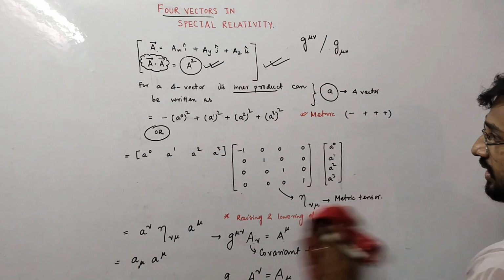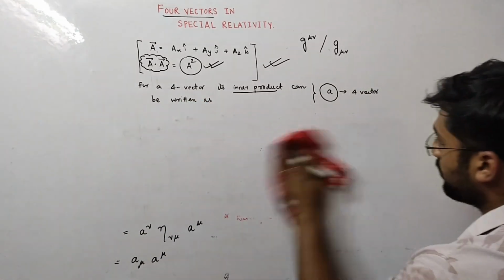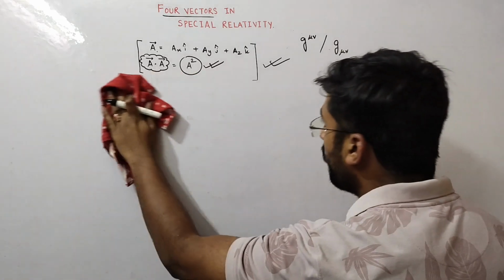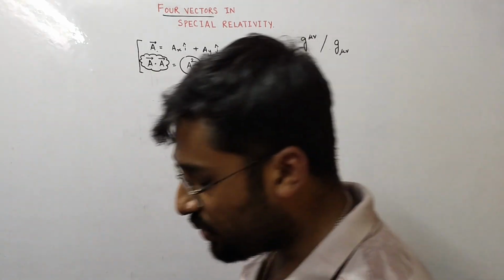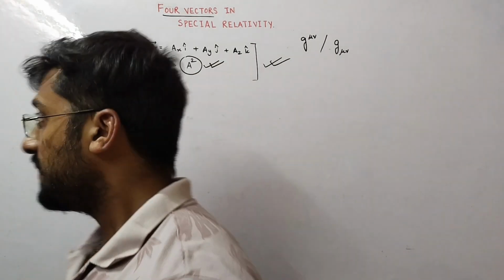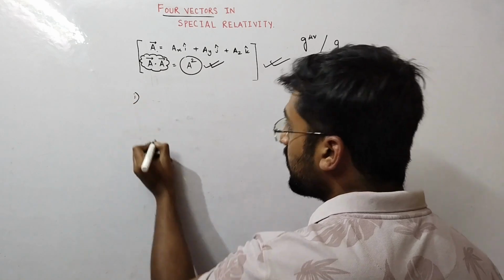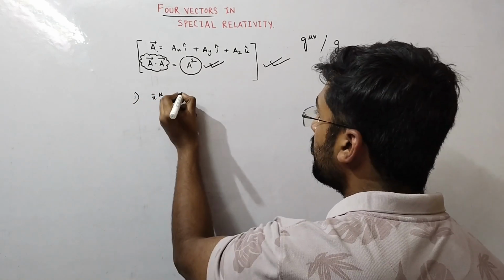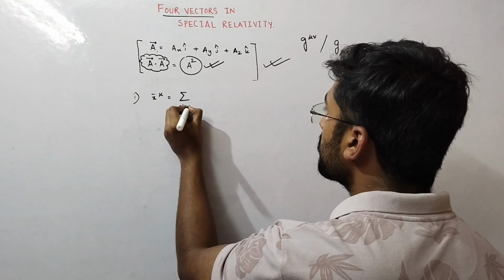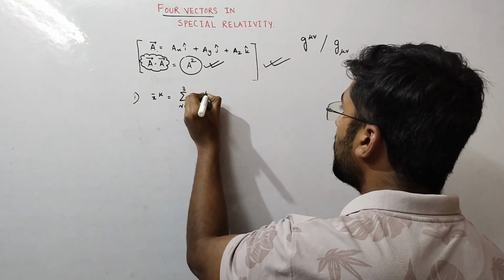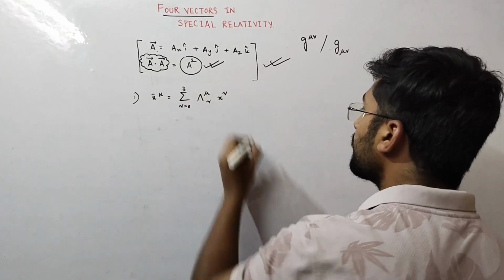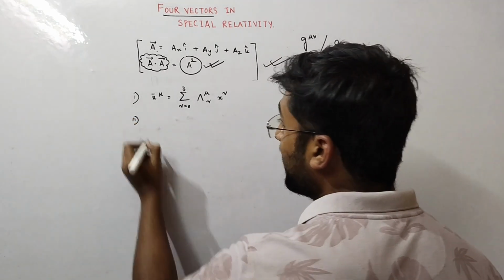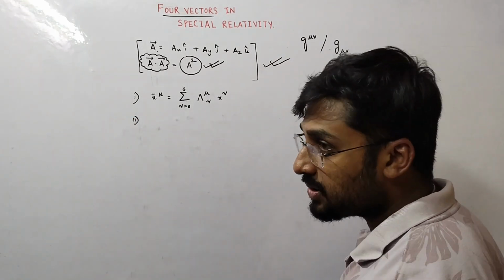Basically what you have learned today is, in order to call any quantity a 4-vector, it must obey 2 rules. The first rule is that it must obey a transformation equation, and the equation was x bar mu equals the summation, nu goes from 0 to 3, lambda mu nu x nu. This was the transformation rule, very important. And the second was that the inner product must be constant.